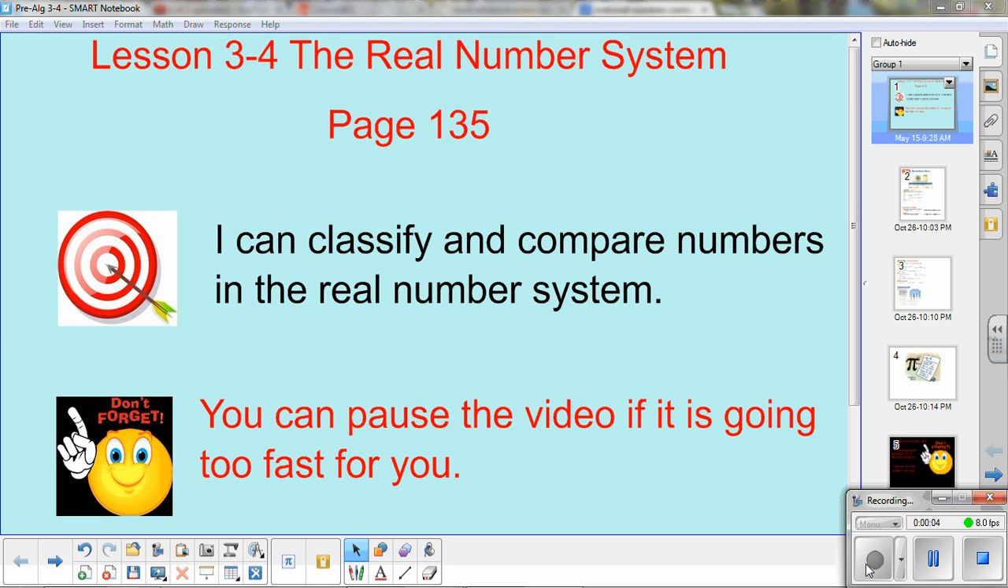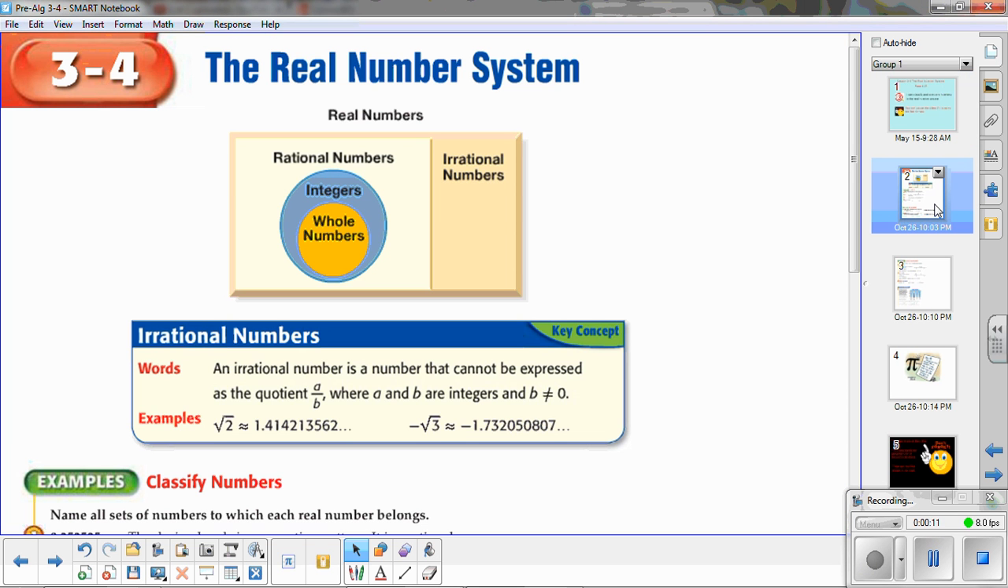In Lesson 3-4, you'll be classifying and comparing numbers in the real number system. The real number system is made up of rational numbers, which we talked about earlier in Chapter 2. Those include numbers such as whole numbers, 0, 1, 2, 3, 4, and so on. Integers, which are all the whole numbers and their opposites, like -1, -2, -3. And then rational numbers, remember, were numbers that could be written as a fraction.